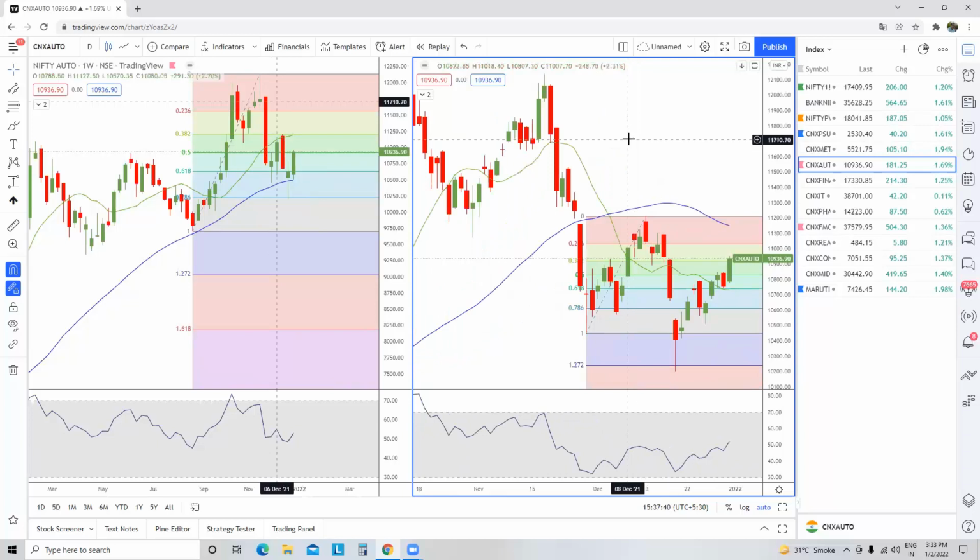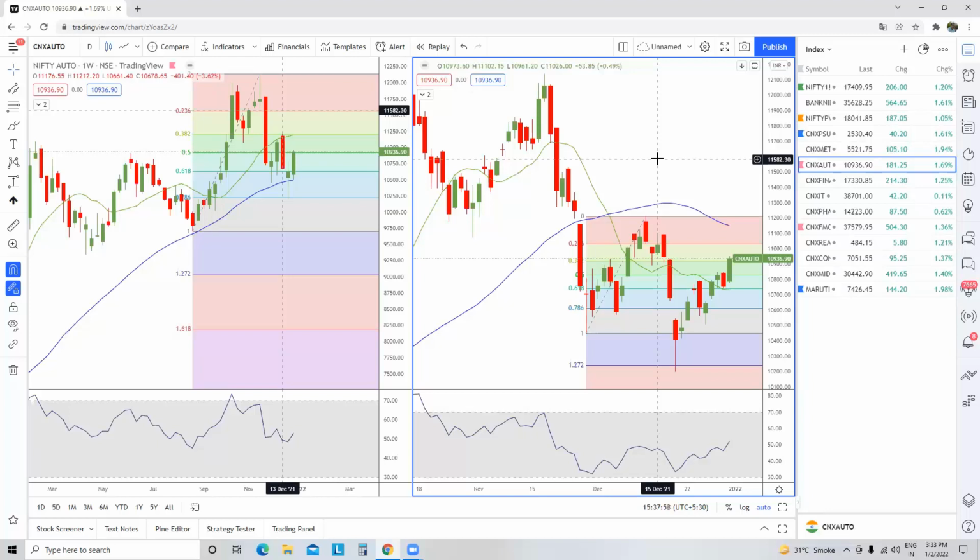Now, am I trying to say that the trend is completely changed in the auto pack or something? No, I'm not trying to say that. What I'm trying to say is the candles which have been made in this particular sector, and at the juncture where they have come up, is a really positive thing for an overall sector.